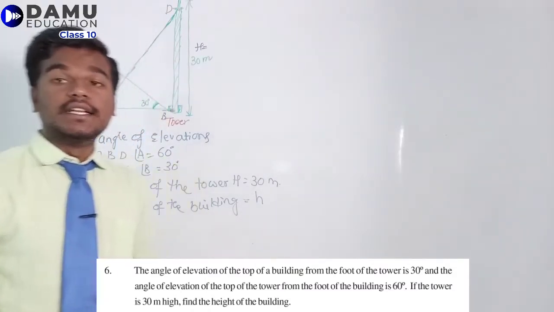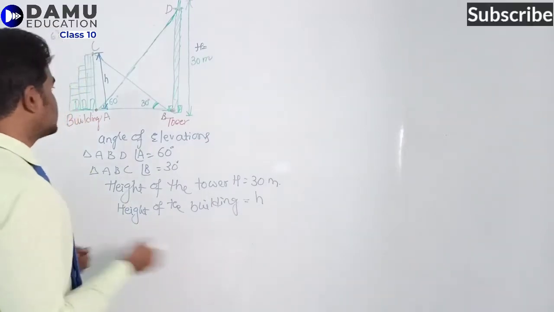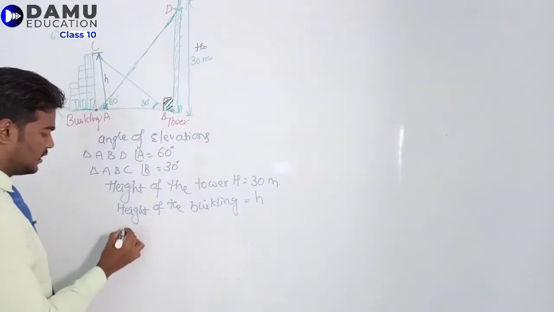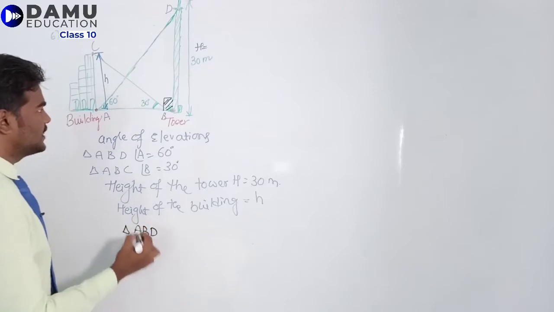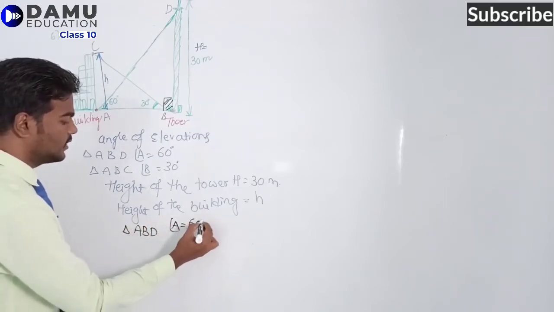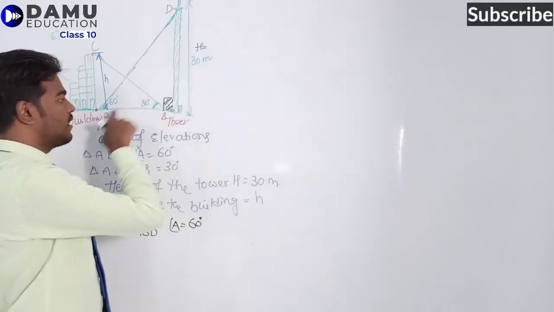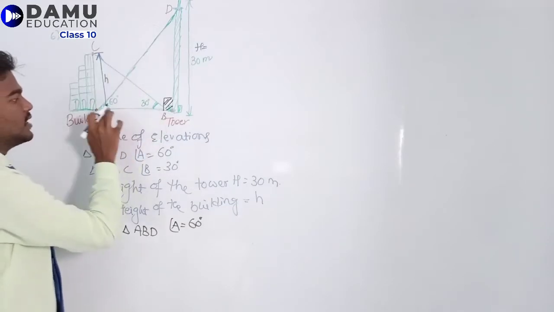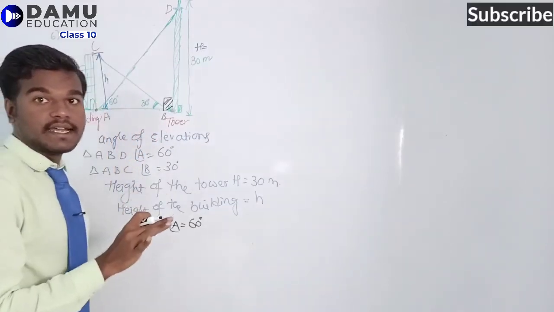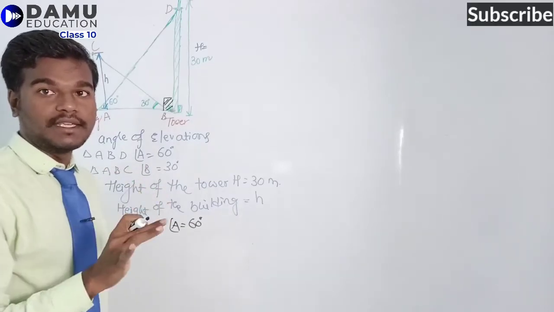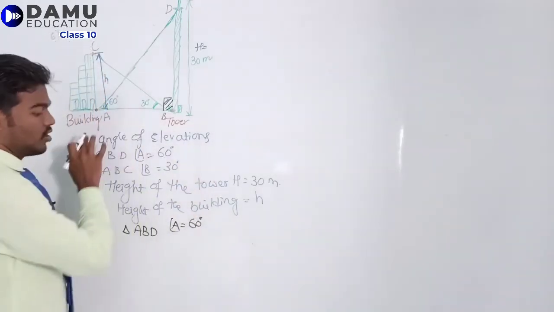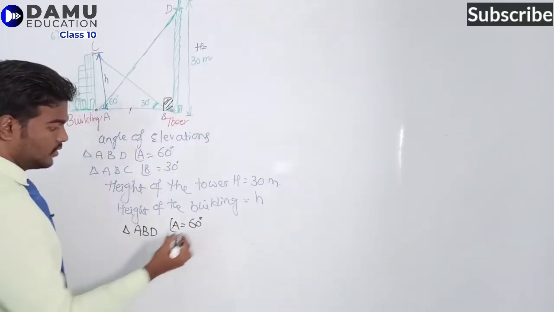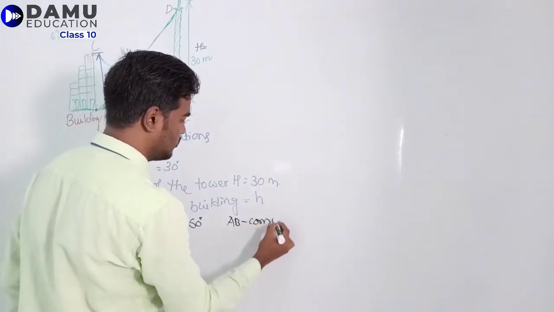Let's consider trigonometric ratios here. First, triangle ABD. This is making 90 degrees. In triangle ABD, angle A is equal to 60 degrees. We know the opposite side, and we have to find the height in triangle ABC. AB is a common side in both triangles, so we need to calculate AB in order to find the remaining one. Opposite is there, then adjacent is there. Since AB is a common side.